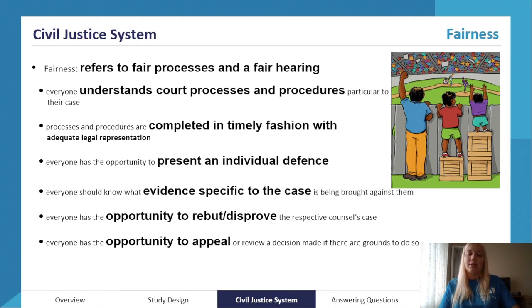Everyone has the opportunity to disprove their respective counsel's case. So again, we have those things like cross examinations of witnesses. Everyone has the opportunity to appeal or review a decision made if there are grounds to do so. There must be grounds for an appeal, but technically, everyone has the right to appeal and have an incorrect decision corrected by a superior judge in a superior court if the appeal has been approved.